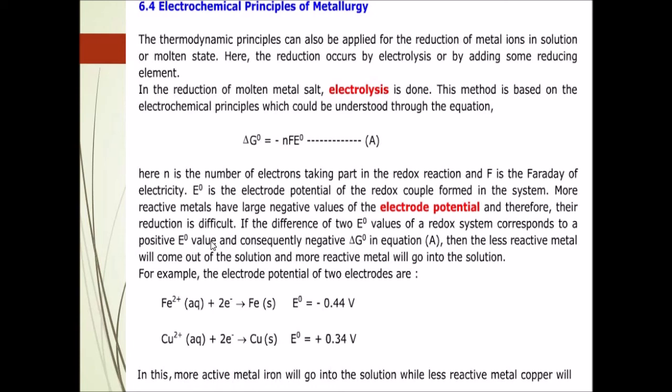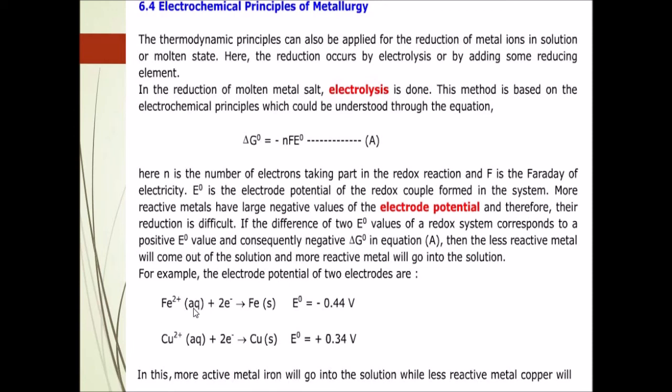More reactive metals like alkali metals have greater negative electrode potential, and it is difficult to reduce the ions of such metals. In this case, we have to couple both the reactions, that is, combine this with a least reactive metal. If the difference in the electrode potential of these two redox couples is positive, then ΔG° becomes negative and the more reactive metal can displace the least reactive metal.